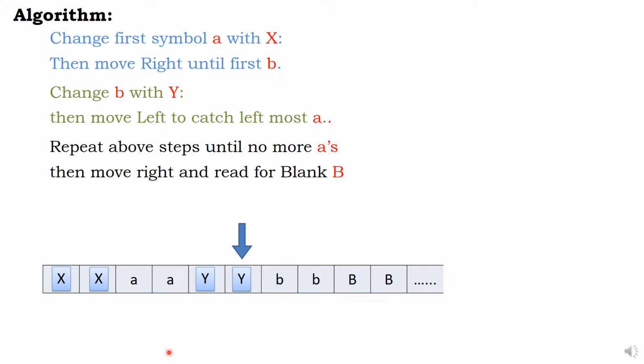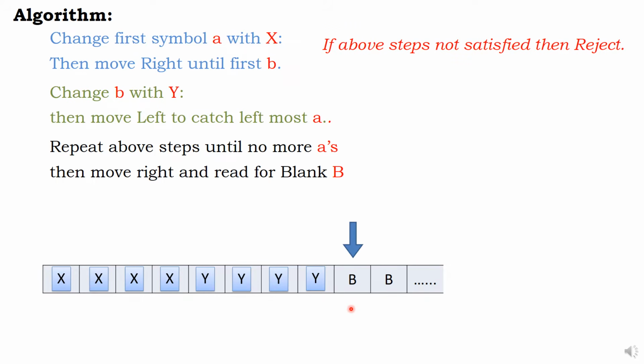Okay, I'm doing that. Go back, go right side, go left side. Yes, this is the success. Now again I will go left side. There is no a, there is no b, there is no y. Then I will just go to blank. Okay, that is what happens. In case in this particular step anything is not satisfied, the Turing machine will reject.